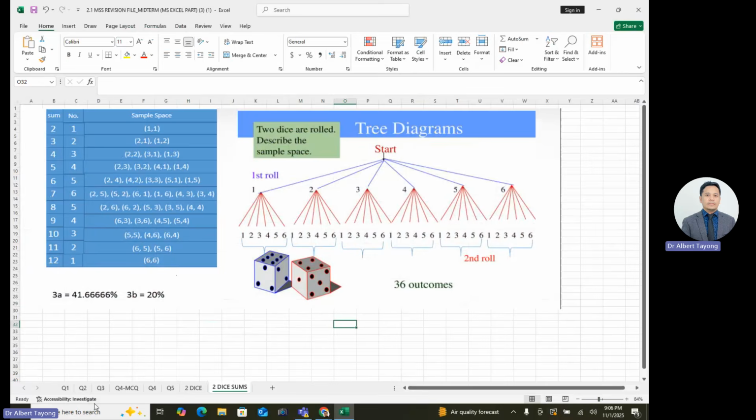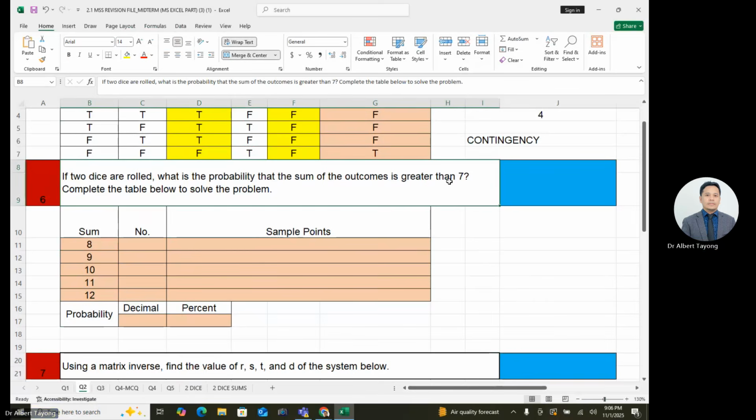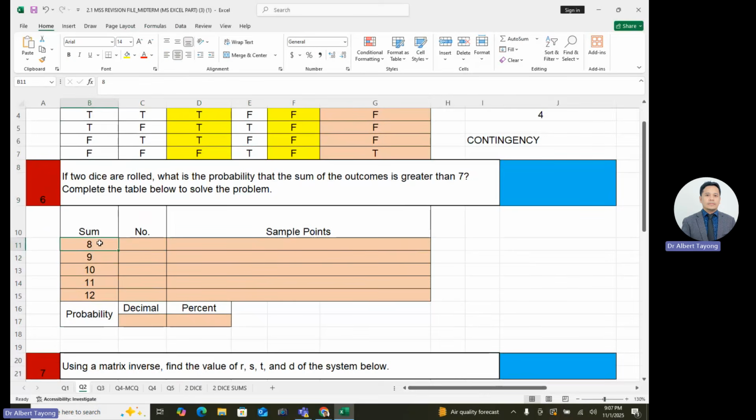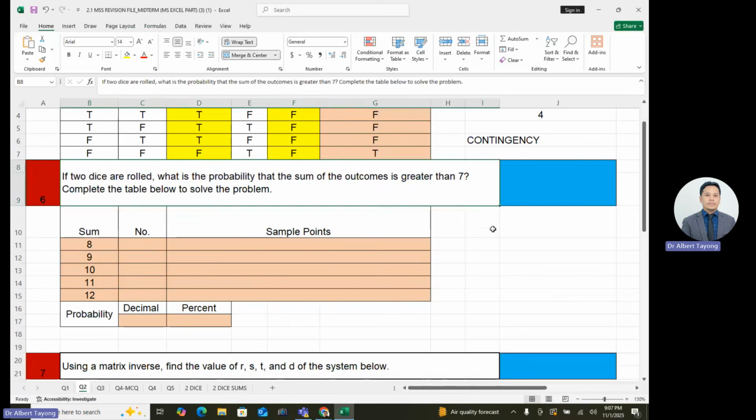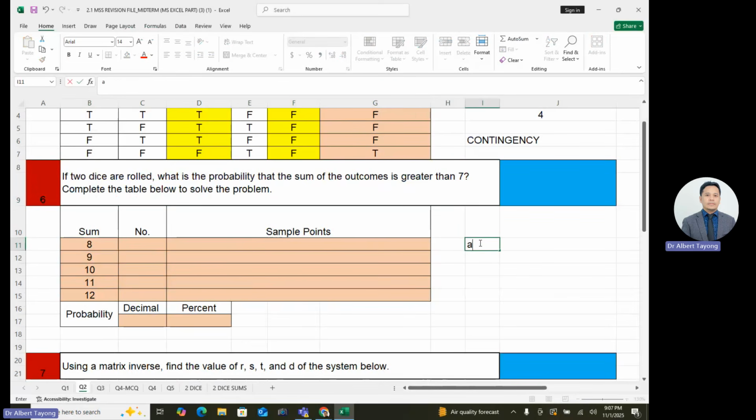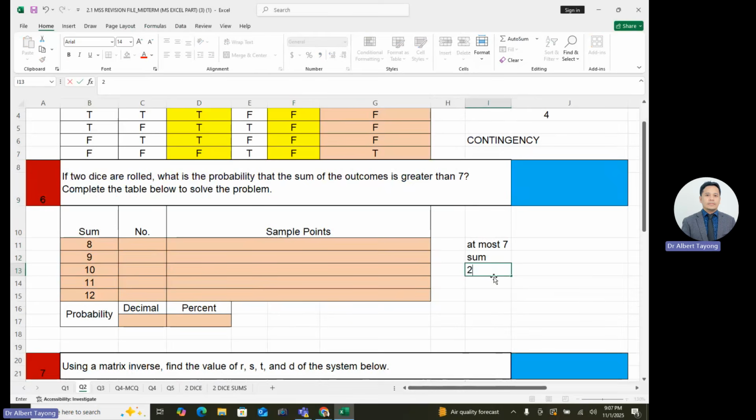Okay, so look at the question. Here the question says greater than 7, and we have to complete the table below. So greater than 7 means we're going to start from 8 until 12 because the highest is 12. So it depends on the question. If I'm going to say at most 7, that means less than or equal to 7. So you're going to start from 2 until 7. Okay, and here the number would be minus 1.